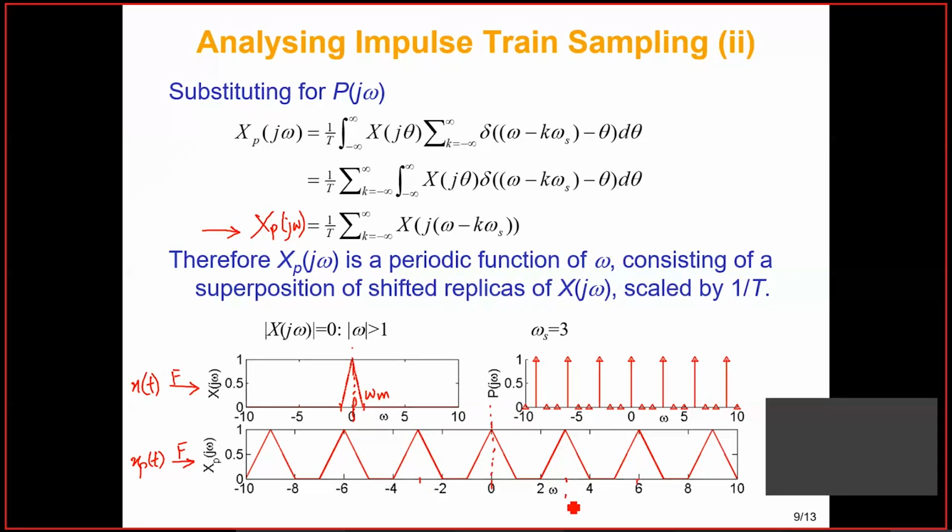So it will be having copies at ωs, 2ωs, minus ωs, minus 2ωs, like that. And here it is showing you 1, but if you had any amplitude, that amplitude will get scaled by a factor of 1 over T. In this particular example shown, they have selected a signal whose X(jω) value was 1. The time period T is also selected as 1, so that's why you see 1 here and 1 there.